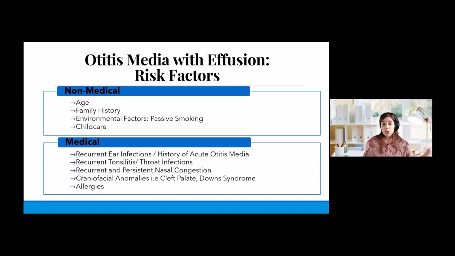I suppose it's important to note that while these factors can increase the risk of having otitis media with effusion, they don't guarantee that you're going to develop the condition. So not every child who has a family history of grommets, or who has had recurrent ear infections, is going to develop these things. And it's important to note that these are also risk factors for adults. It's less likely that it will occur, but it can occur.